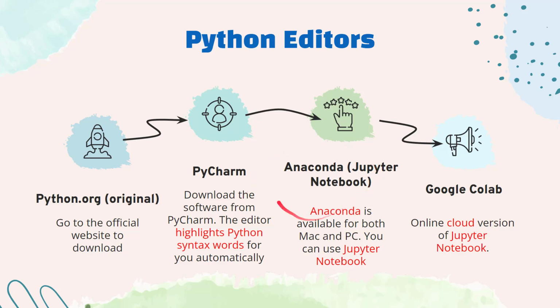And a more popular one is called Anaconda. This one is available for both PC and Mac. You can simply go to Anaconda's official website and download the software, and then after you download it, you can just launch it, and then you can use the editor called Jupyter Notebook inside Anaconda to write your Python coding.